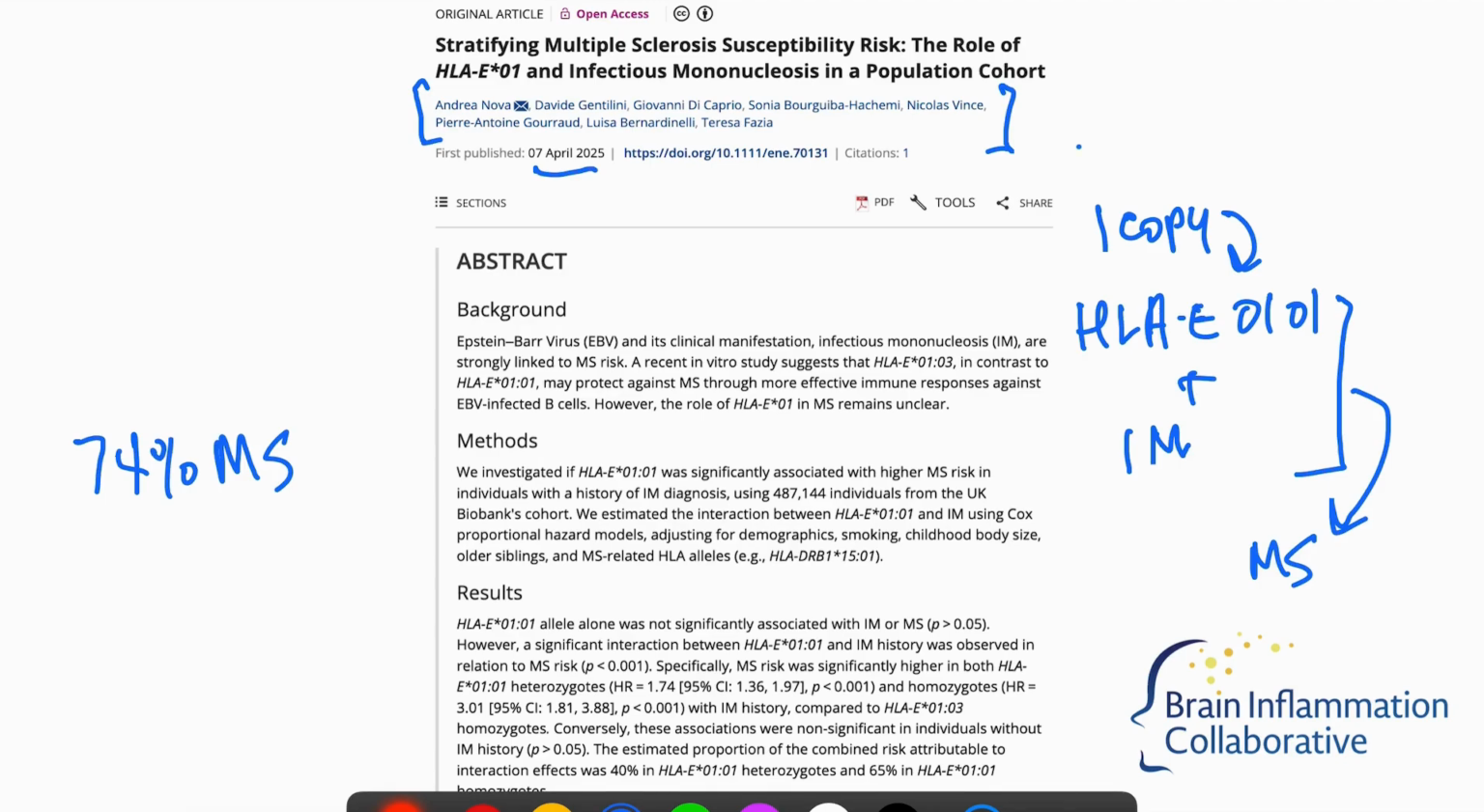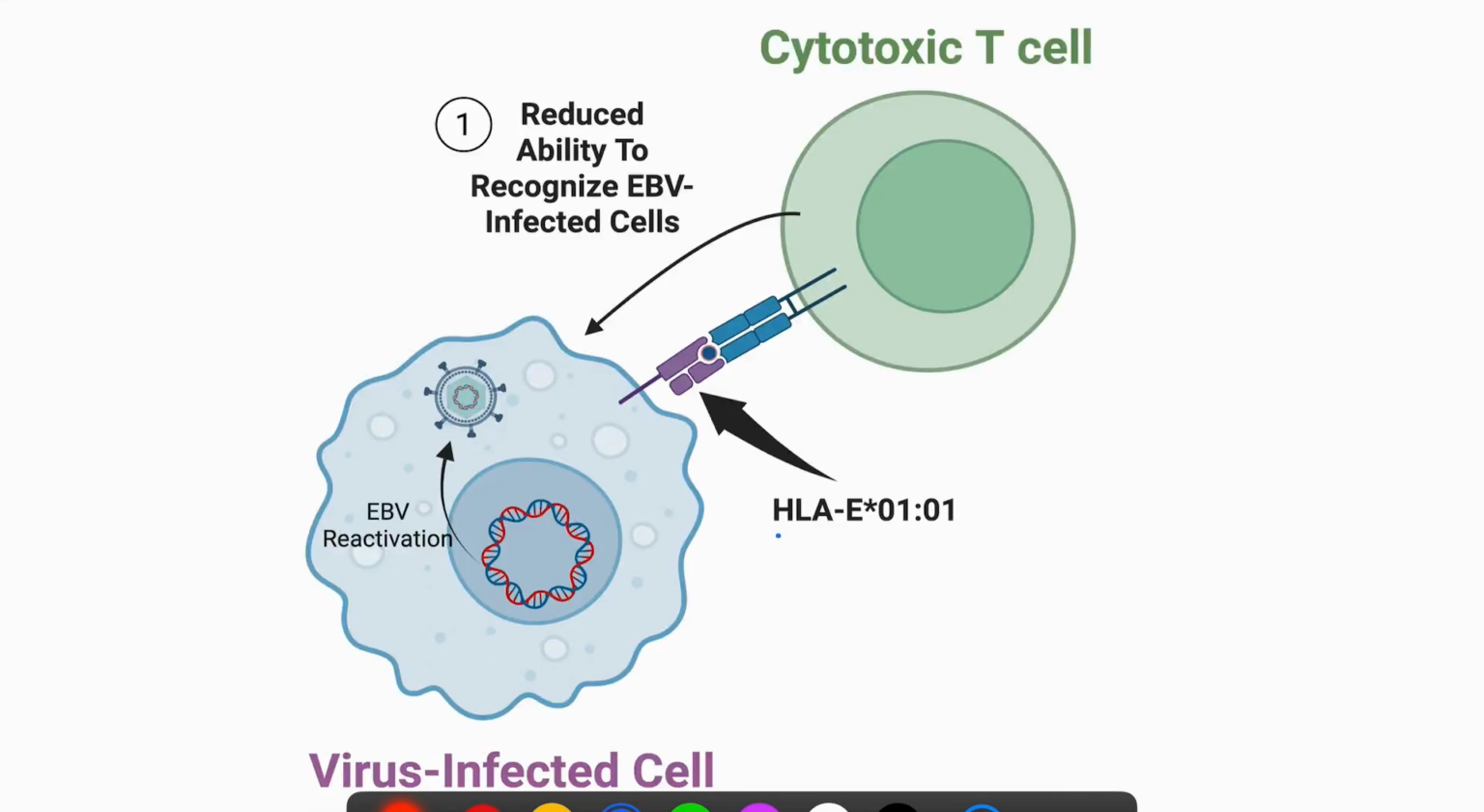And individuals with two copies of the HLA gene had a 201% increased risk of later developing MS compared to those without a documented case of mono. So what might be explaining these results here? There's a couple of different explanations.